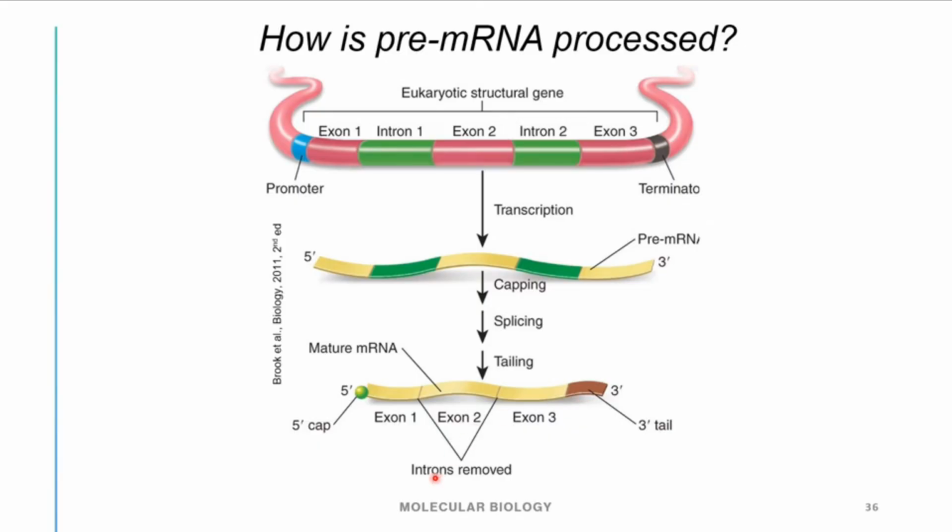As you can see, the mature mRNA has three features which the pre-mRNA doesn't have: the 5' cap, the removal of introns, and lastly, the 3' tail. These are the three post-transcriptional modifications that happen to eukaryotic mRNAs.